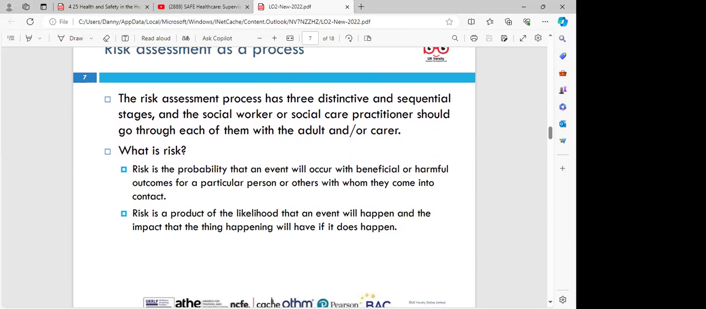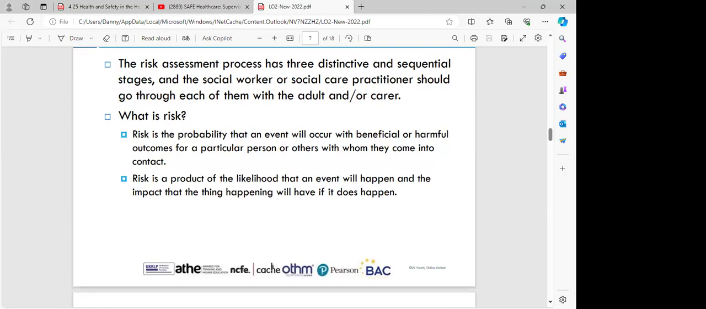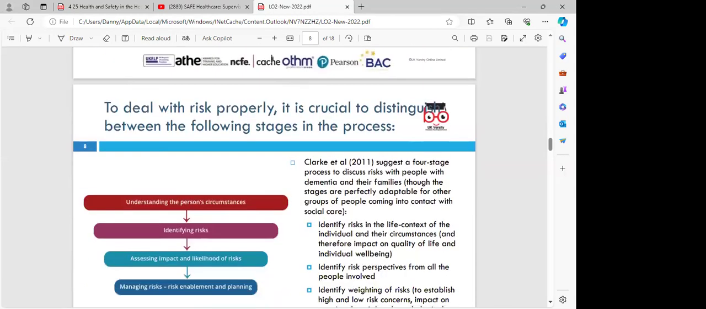Okay, so the risk assessment process has 3 distinctive and sequential stages. The social worker or social care practitioner should go through each of them with the adult and/or carer. What then is risk? Risk is the probability that an event occurs with beneficial or harmful outcomes for a particular person or others with whom they come into contact. The risk is a product of the likelihood that an event would happen and the impact that it would have if it does. We've explained this before, and how to deal with this risk properly is crucial to distinguish between the following stages in the process.